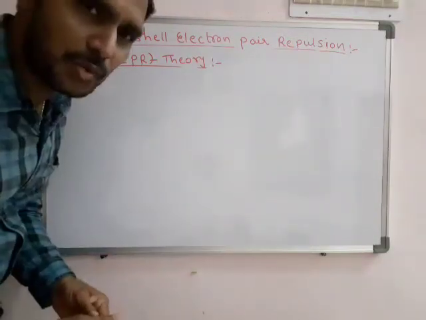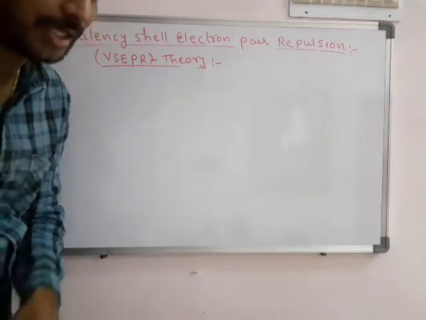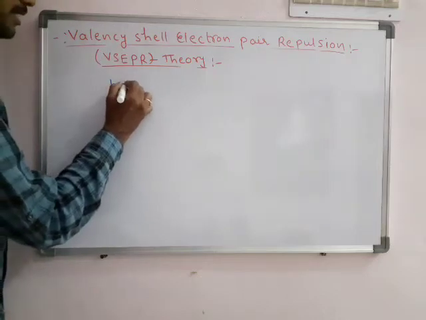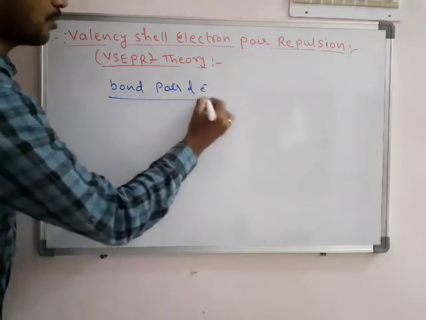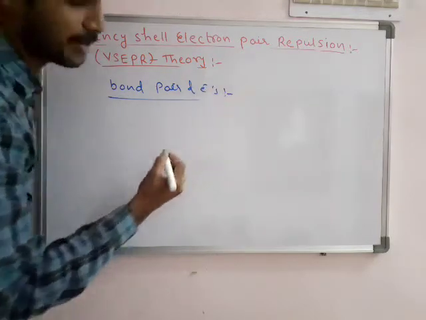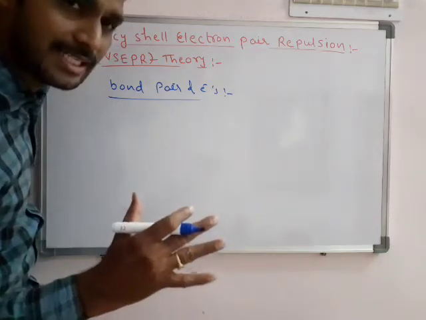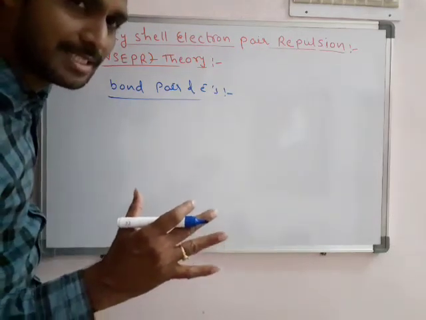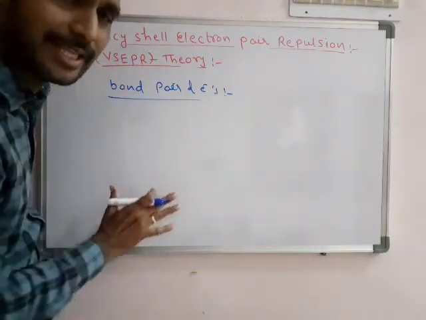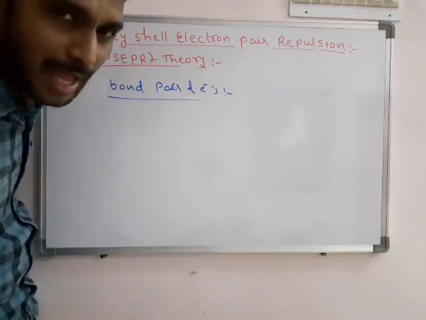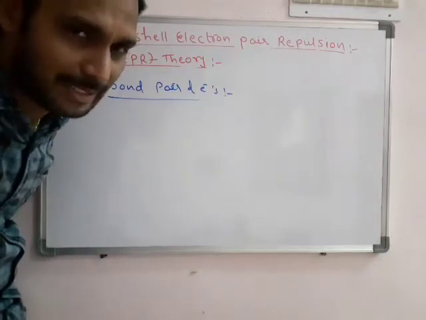Bond pair of electrons means the electrons which participate in bonds, the electrons present in a covalent bond. Generally, this theory explains only covalent bonds, not ionic bonds. In the formation of a covalent bond, we know that overlapping takes place.